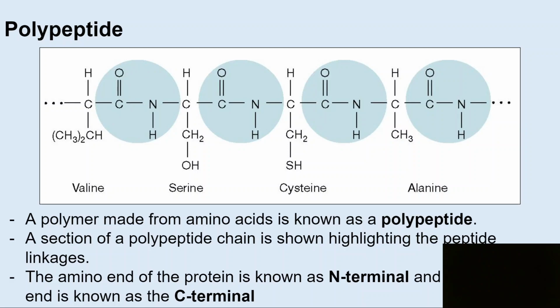Polypeptides, poly obviously means many, with peptide links or amide links. Yeah, we can join all of them together. A section of the polypeptide chain is shown highlighting the peptide link. The amino end is called the N-terminal. So this would be the N-terminal, and this is the C-terminal, or the carboxyl end. So this section of a polypeptide would be referred to as val, ser, cys, ala, right? So we name our peptide chains by linking together the three-letter abbreviations of our amino acids.